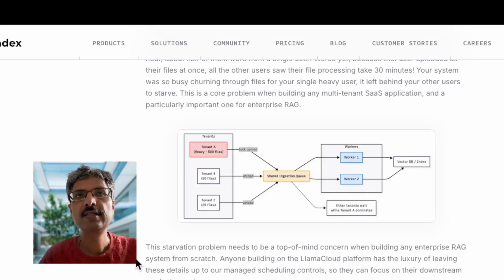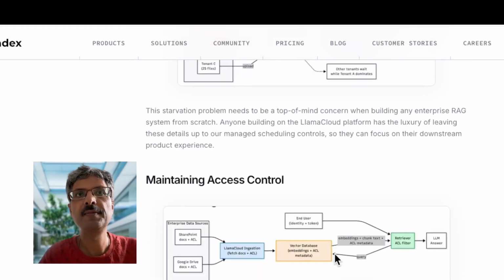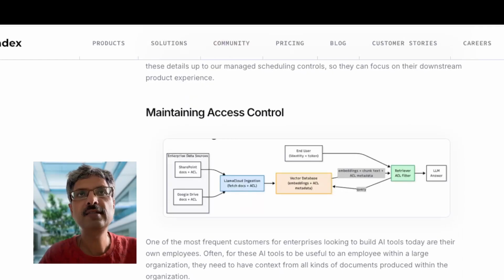The first one is that if you're a multi-tenant system and you have several ingestion pipelines, one from each of the tenants, if not managed properly, one of the tenants with more documents can just take over the pipeline and others will keep waiting. This diagram shows that.